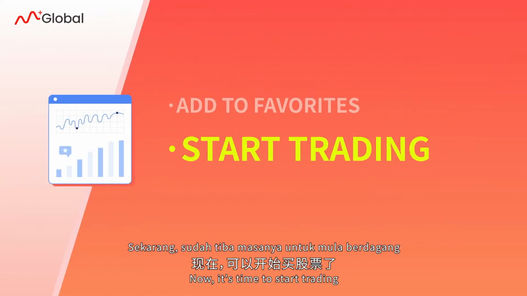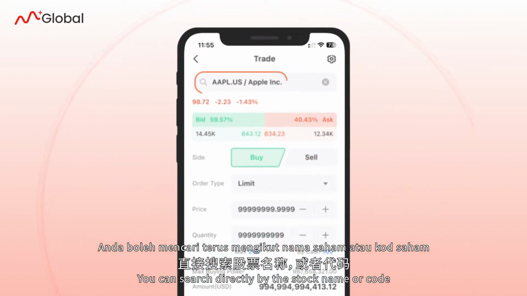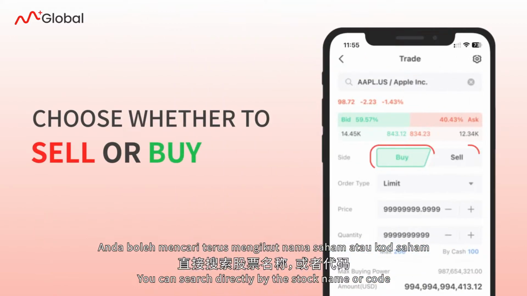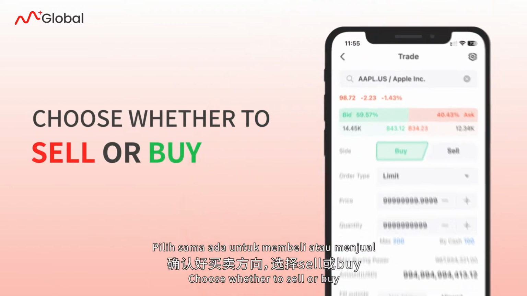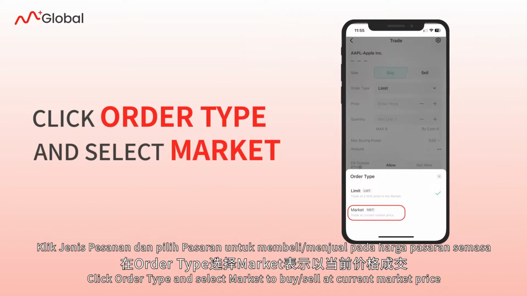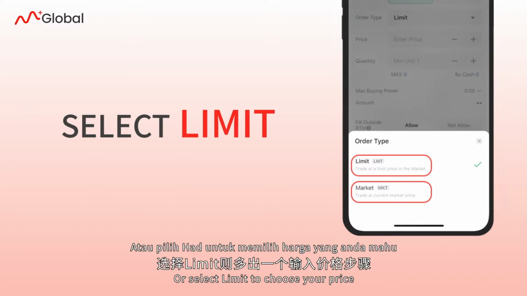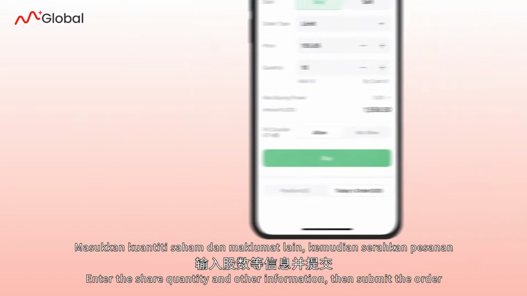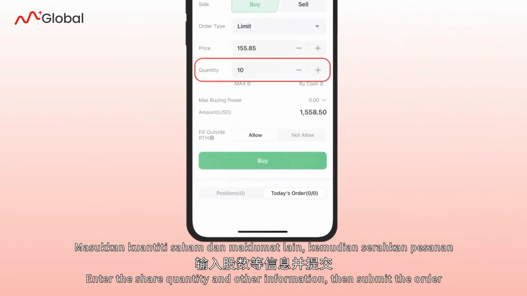Now, it's time to start trading. You can search directly by the stock name or code. Choose whether to sell or buy. Click Order Type and select Market to buy or sell at current market price. Or select Limit to choose your price. Enter the share quantity and other information, then submit the order.